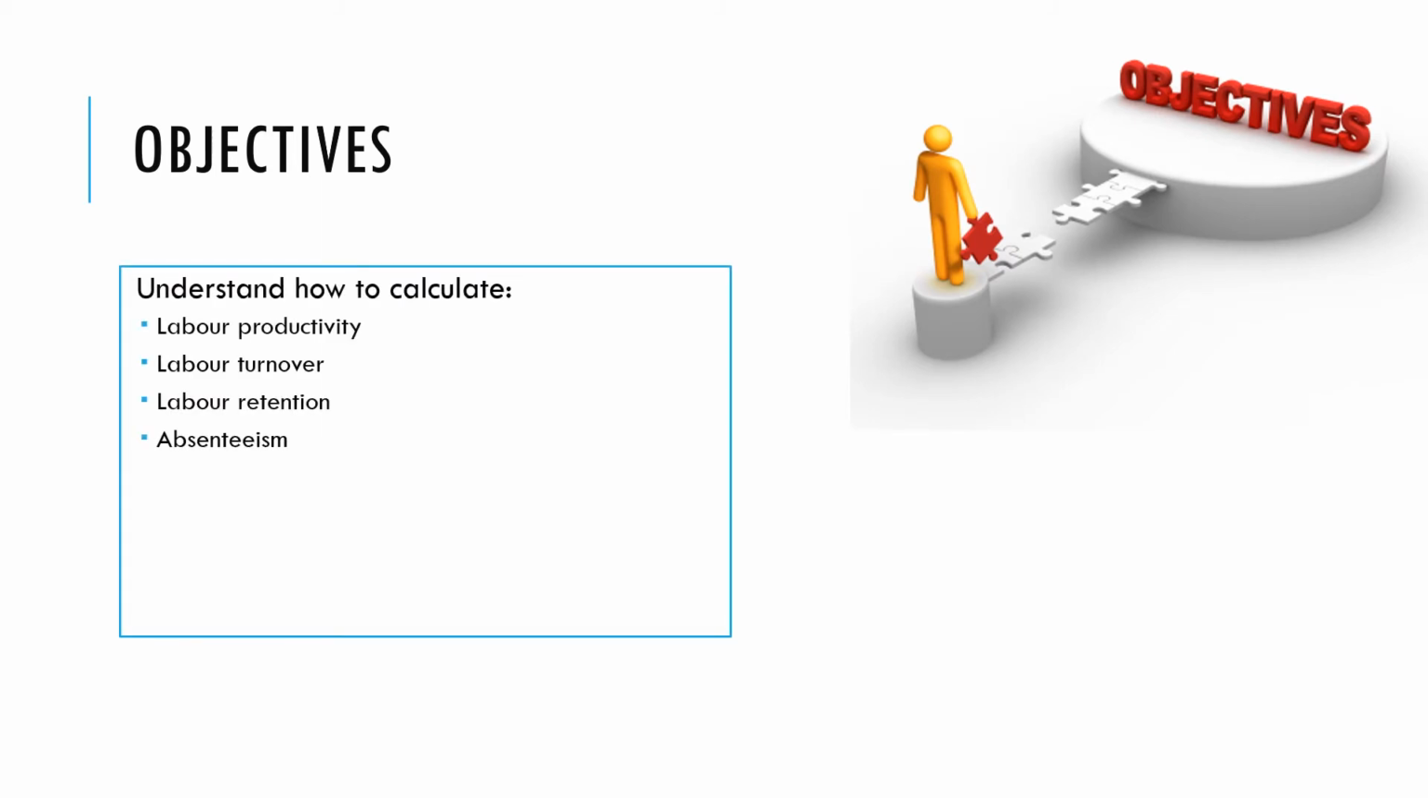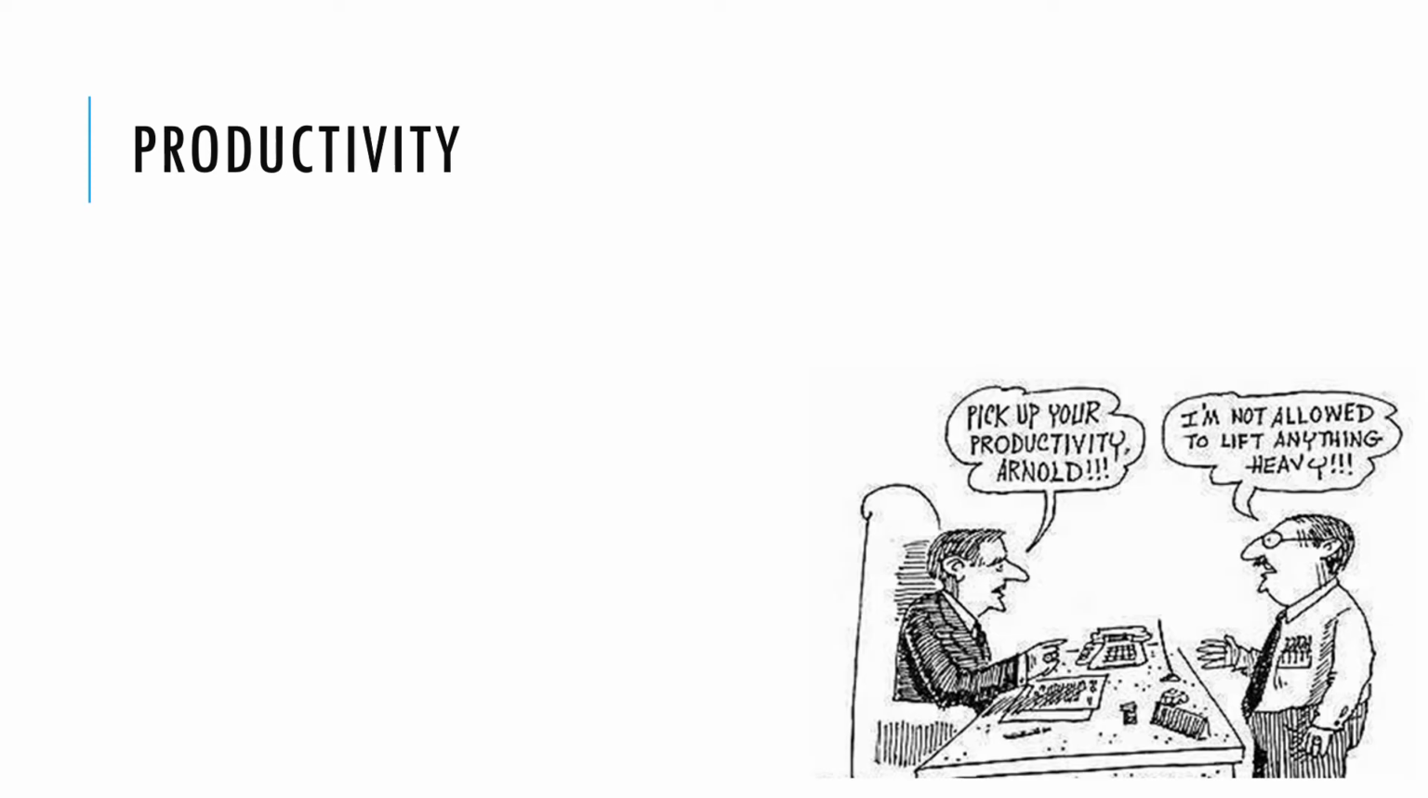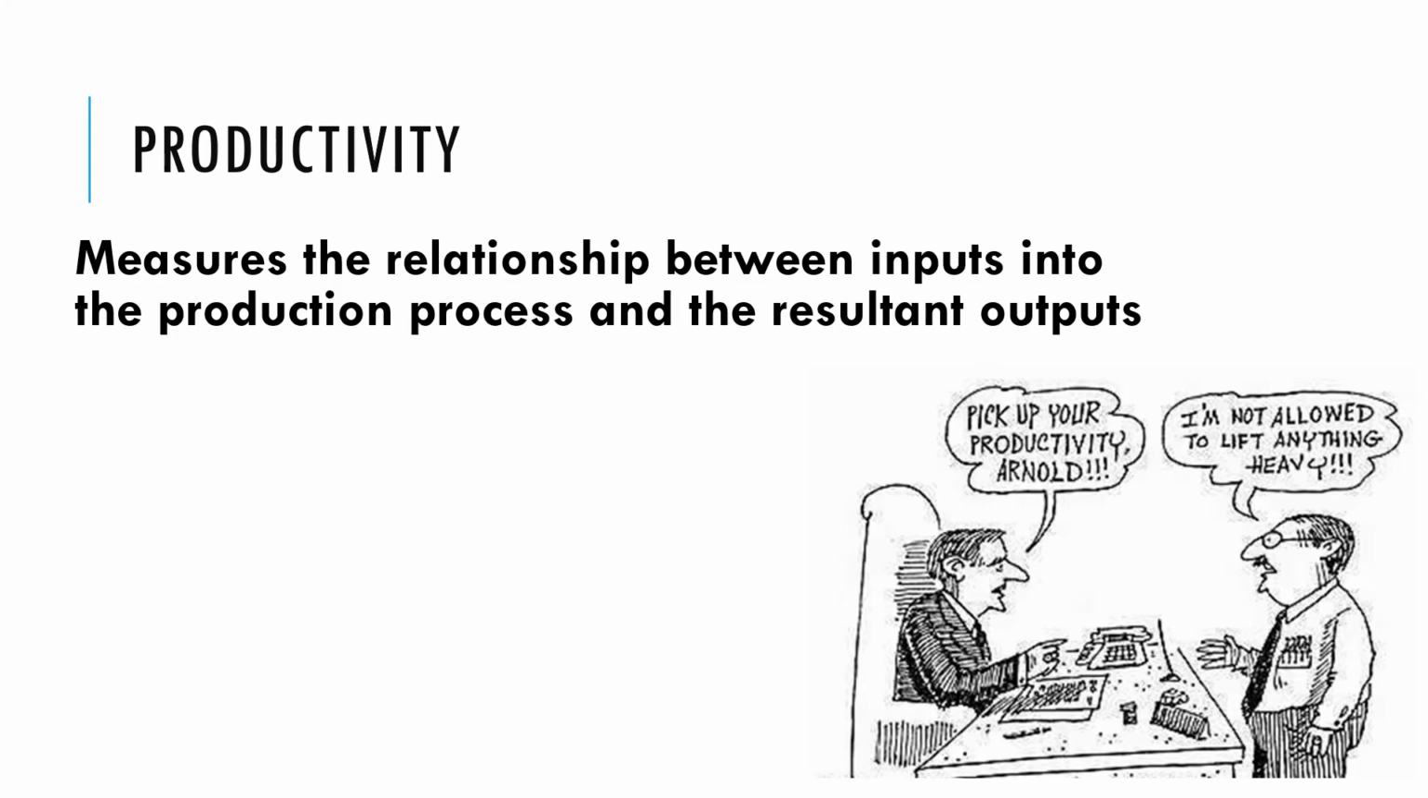In this video, we need to understand how the Human Resources Department might monitor the performance of the workforce using 4 calculations: labour productivity, labour turnover, labour retention, and absenteeism. And we need to think about how the business might use these calculations, better understand them to make business decisions. So let's start off with productivity.